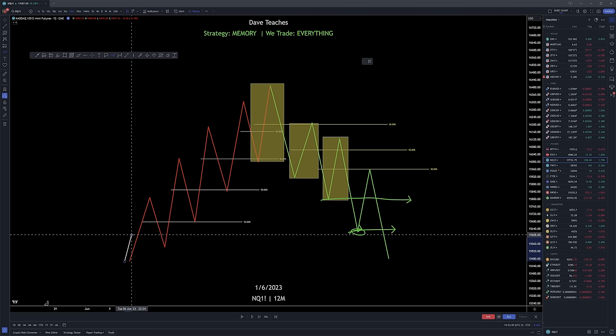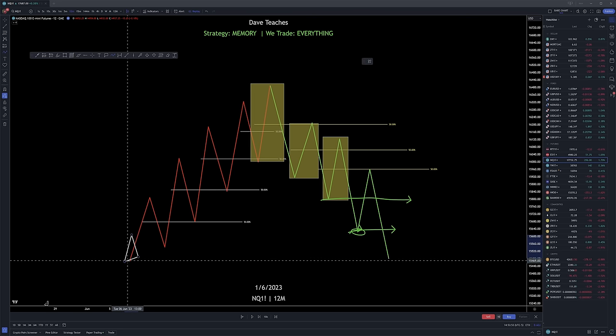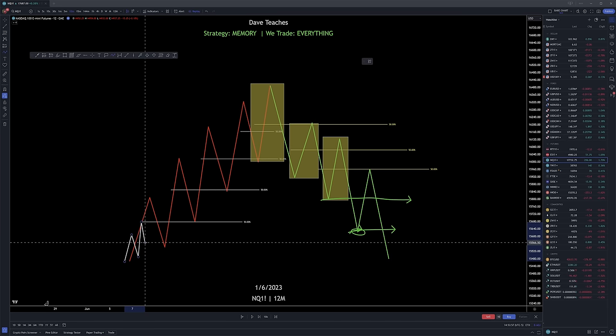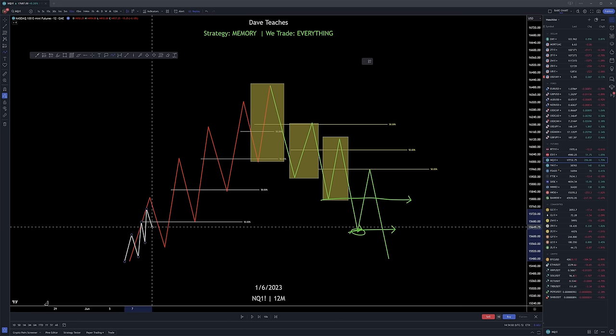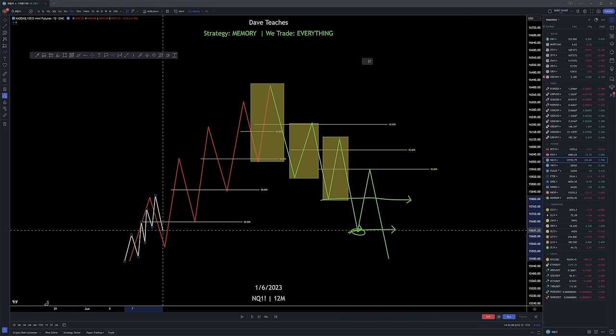We have a high in here. We have a low in here. Let's say this is the 1 minute time frame. We have a high in there. We have a low in there. We have a high in there. We have a low in there. We have a high again, right? And then we instantly put in a low, right?